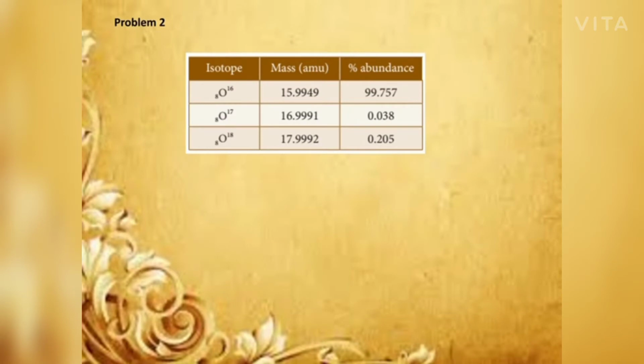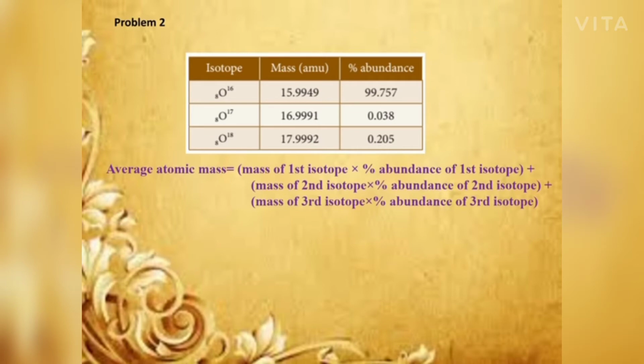The oxygen atom has three different isotopes. Isotope means the same atomic number, different atomic mass. Now we are going to calculate the average atomic mass of the oxygen atom. Average atomic mass equals the mass of the first isotope times the percentage abundance of the first isotope, plus the mass of the second isotope times the percentage abundance of the second isotope, plus the mass of the third isotope times the percentage abundance of the third isotope.